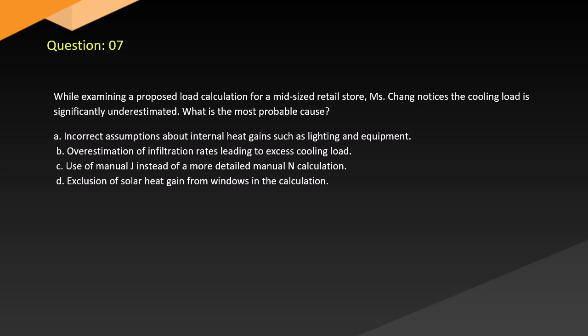Question 7. While examining a proposed load calculation for a mid-sized retail store, Chang notices the cooling load is significantly underestimated. What is the most probable cause? A. Incorrect assumptions about internal heat gains such as lighting and equipment. B. Overestimation of infiltration rates leading to excess cooling load. C. Use of Manual J instead of a more detailed Manual N calculation. D. Exclusion of solar heat gain from windows in the calculation.